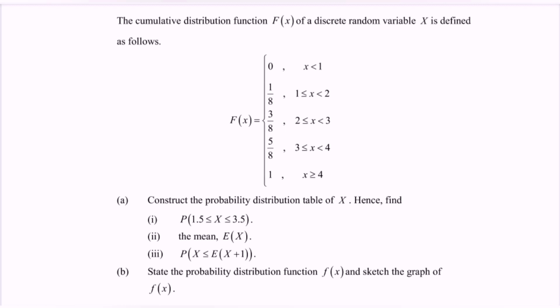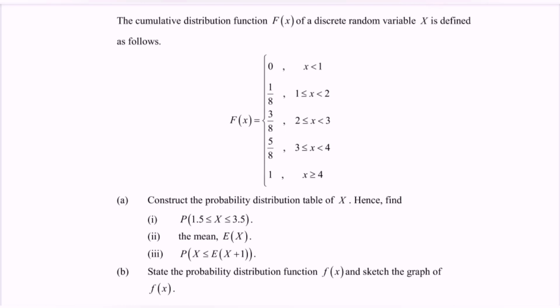Hello everyone, in this video I'm going to discuss the example for random variable. So kindly refer to the question. The cumulative distribution function, which we denote as capital F(x), of a discrete random variable x is defined as follows. A. Construct the probability distribution table. Hence, find the situation below.